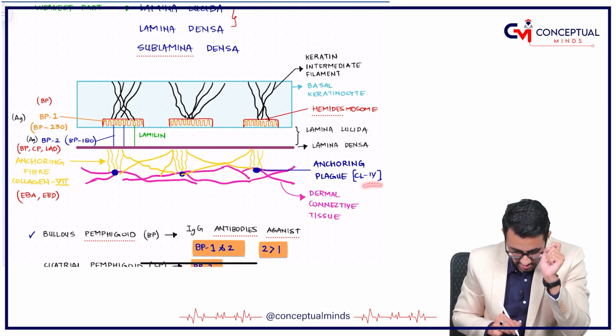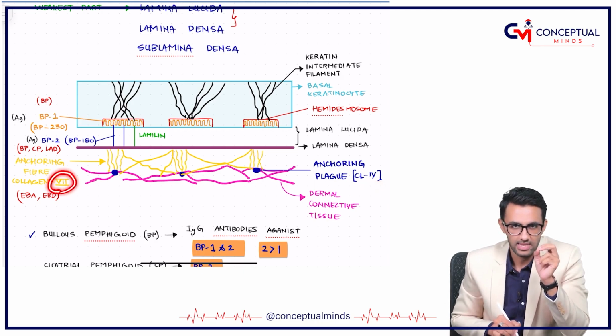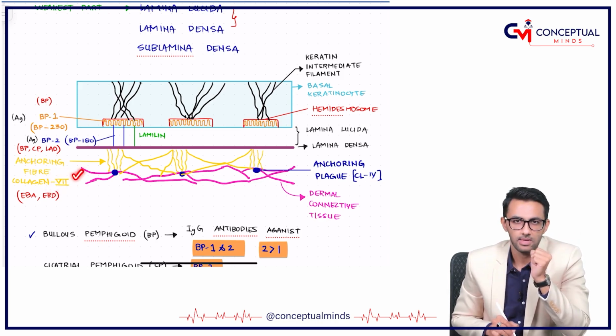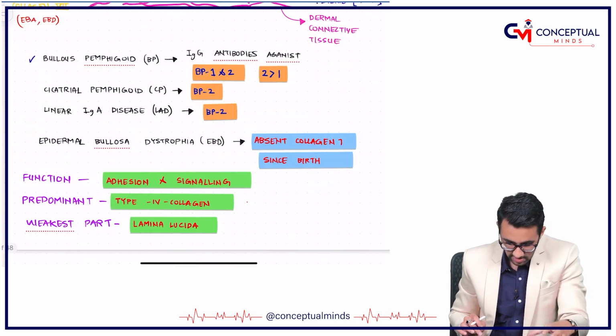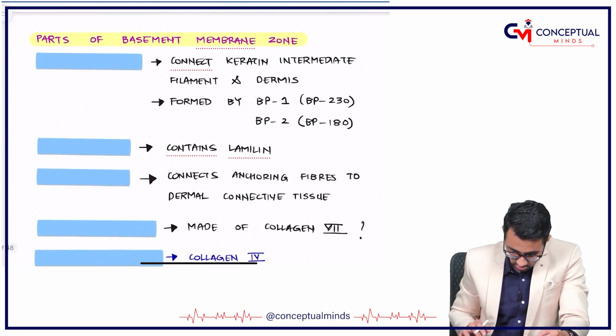There is a dispute about which type of collagen is there in anchoring fibers, either 7 or 8. I will show you in the coming slides that type 7 is the answer to be chosen. Anchoring fibers, type 7 collagen. Okay, let us go on to the question answer part.